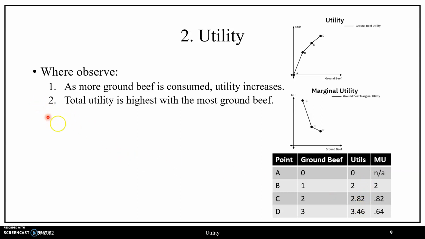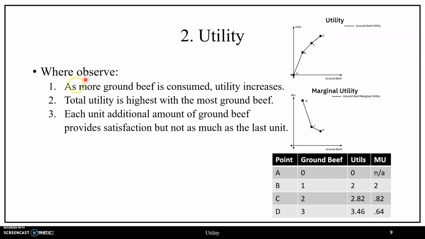Additionally, total utility as a consequence is going to be the highest with the most amount of ground beef. Point D, so 3 ground beef, 3.46 utils, which we can also see clearly, point D is the highest in terms of our graph. And in terms of its rate of change or marginal utility, each unit of additional amount of ground beef provides satisfaction, so it's positive.